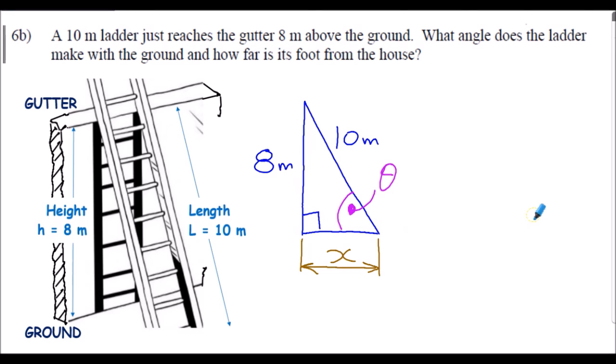This slide shows the right angle triangle you should have formed from the sketch, where we need to find angle theta, the angle of the ladder to the ground, and also dimension x, the distance the foot of the ladder is from the house. I would encourage you to label the sides of the triangle and then use the appropriate trig ratio to find the angle, and then you can use Pythagoras theorem to find the dimension x. But I will let you complete the solution.